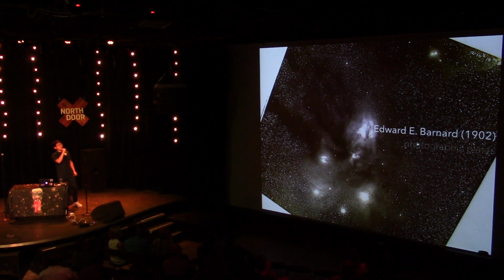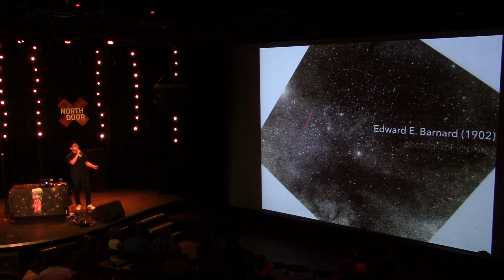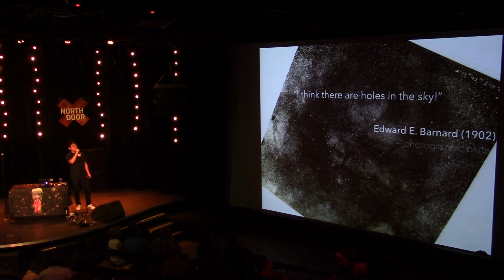And then about three quarters of a century after the first picture was taken, the first systematic observation of extended objects, as you can see here, was made by Edward Barnard. And he went about and took pictures of these extended objects. And then at the end of the day, he came up with a pretty good story. I think there are holes in the sky. There are actually, that's actually true.